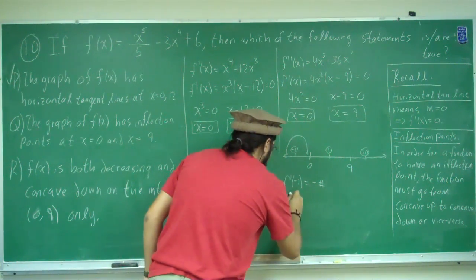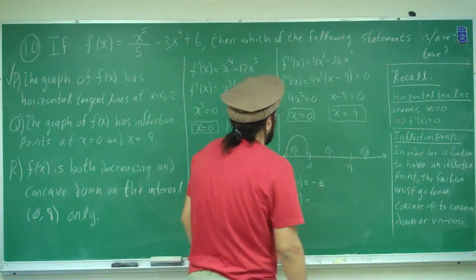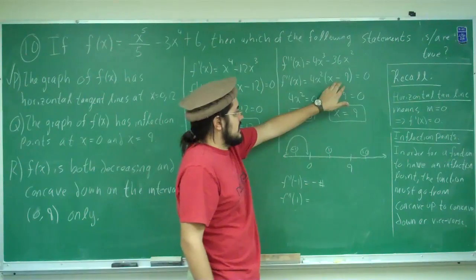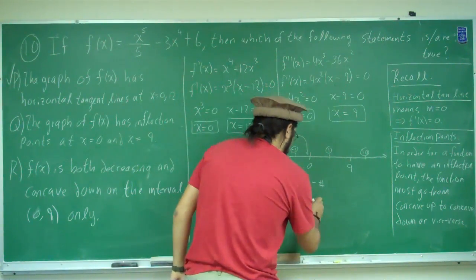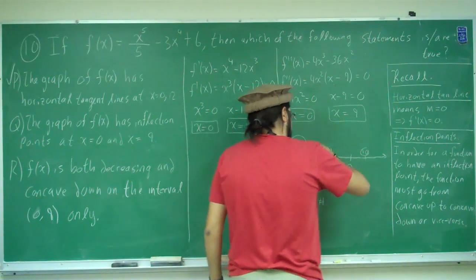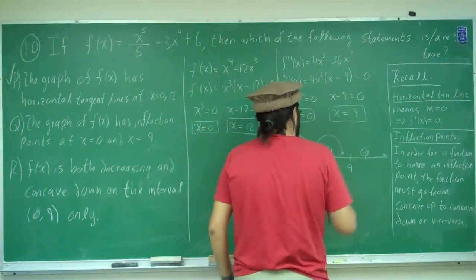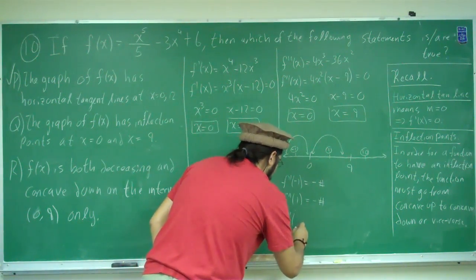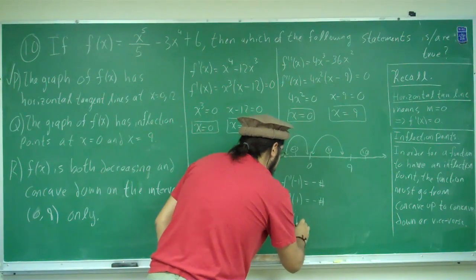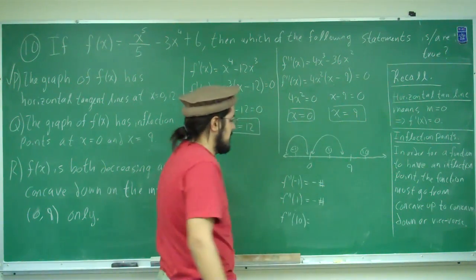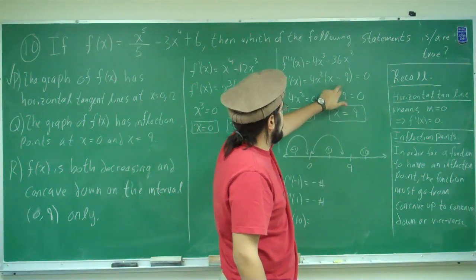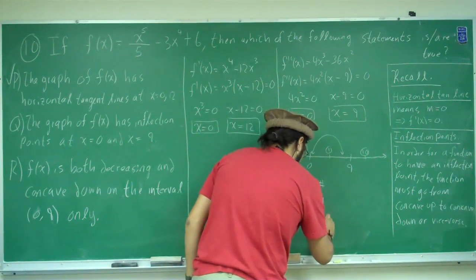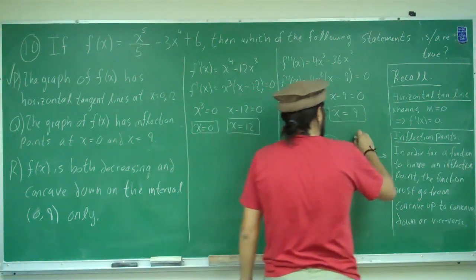Now, f double prime of 1, what's that? Plug in 1 in here, you get positive, and then here you get negative, so negative times a positive is a negative. It's a negative number. So that means you have concave down from 0 to 9. And now f double prime of 10. 10 minus 9 is a positive 1, and that's positive, so positive times positive is a positive number. That's a positive number, so that means it's opening up.